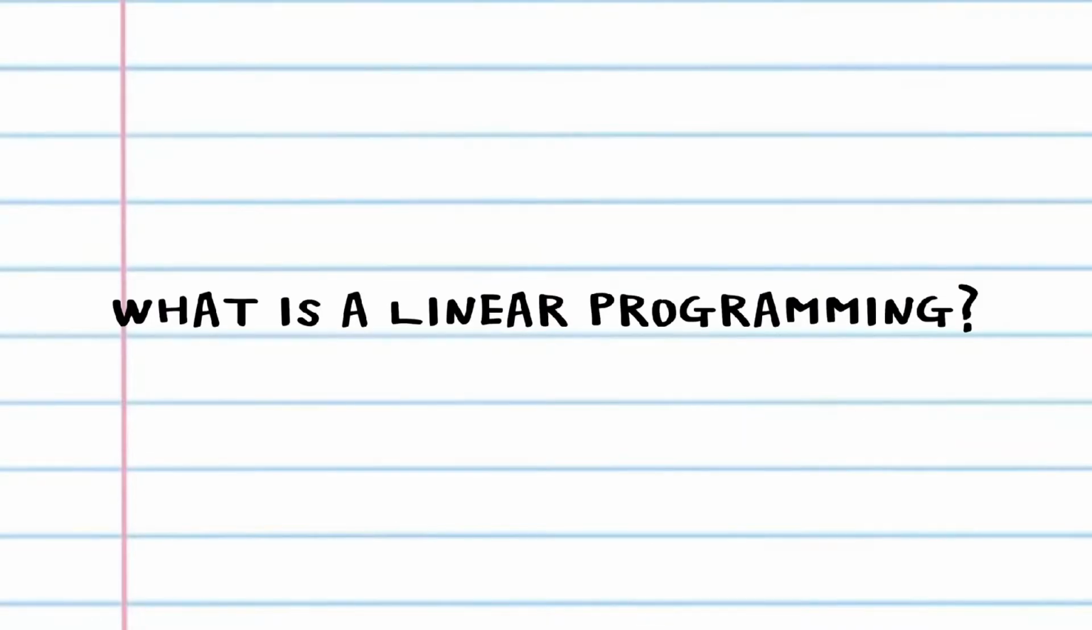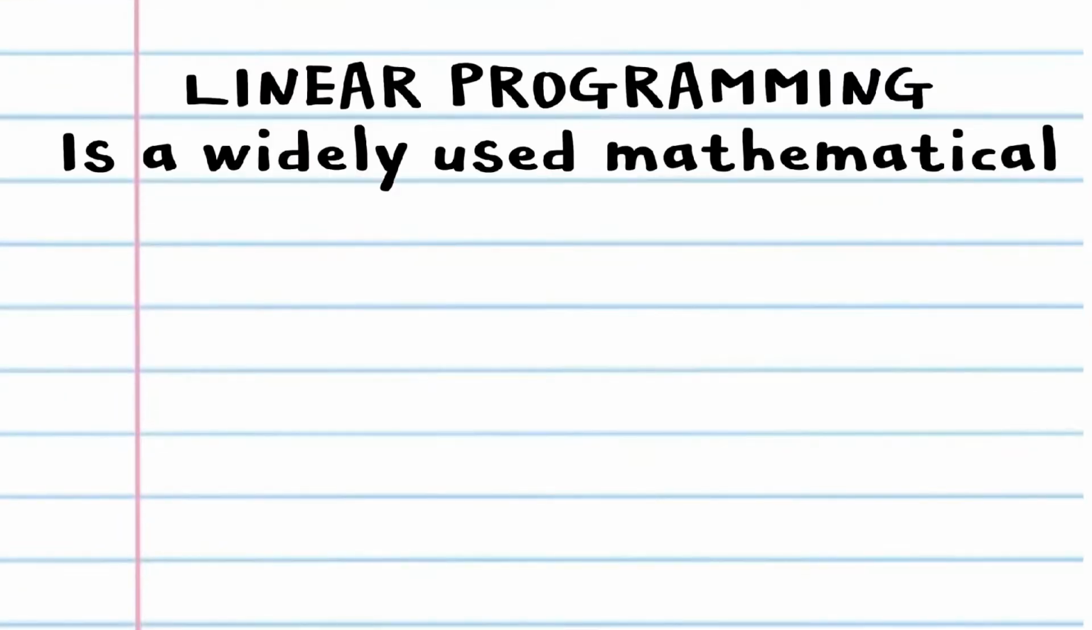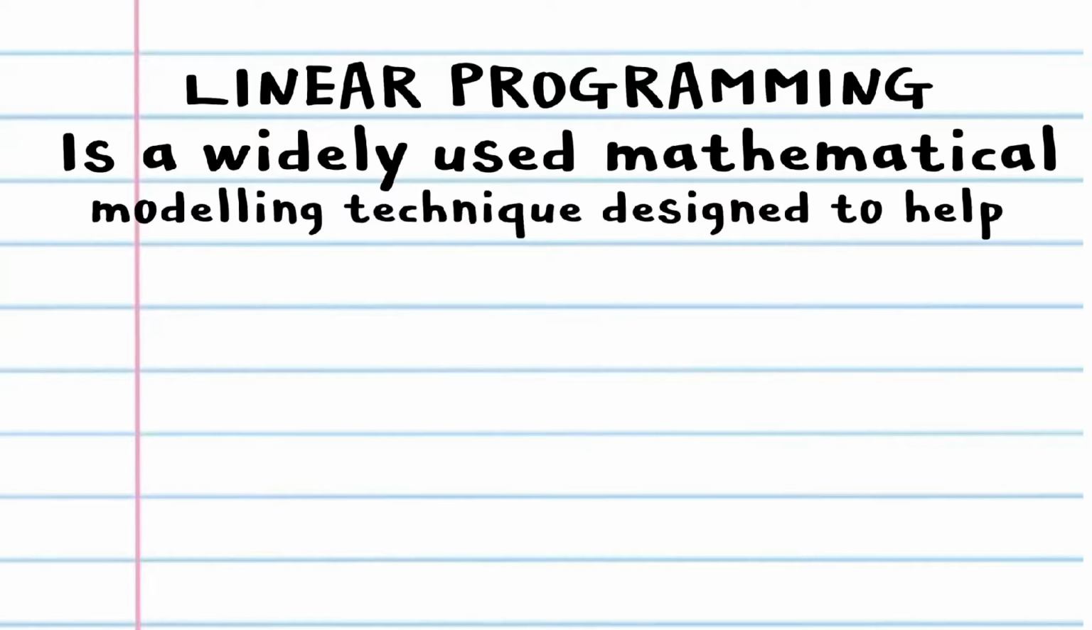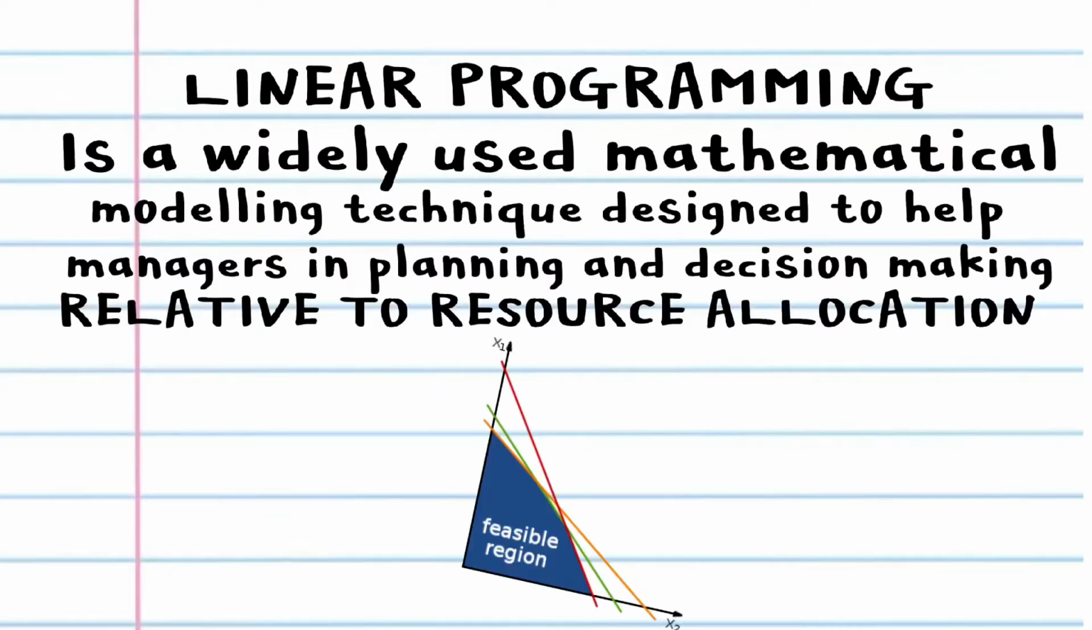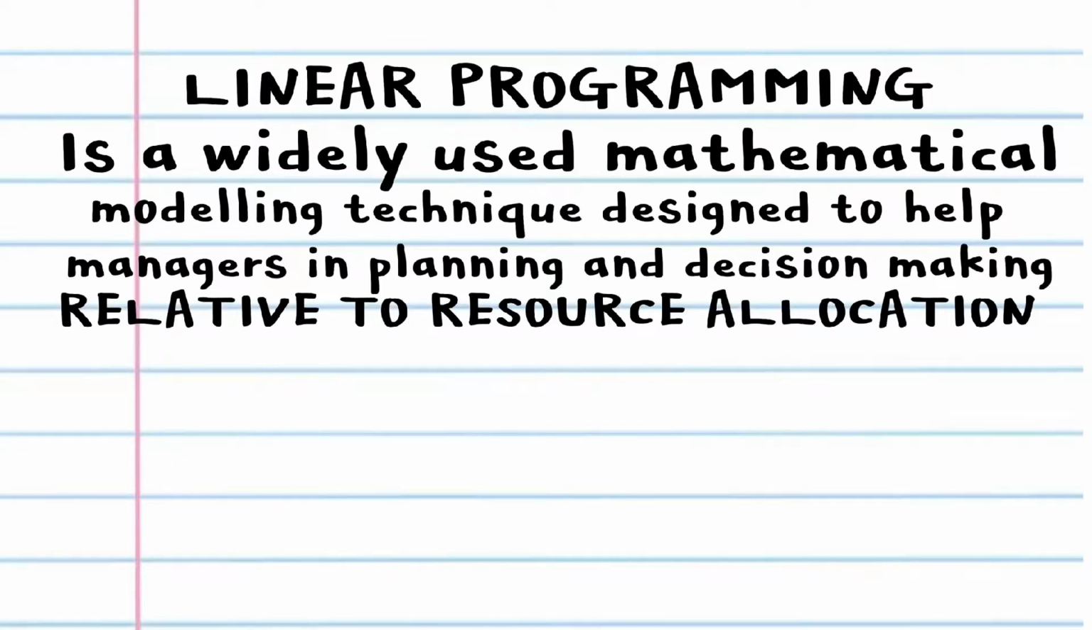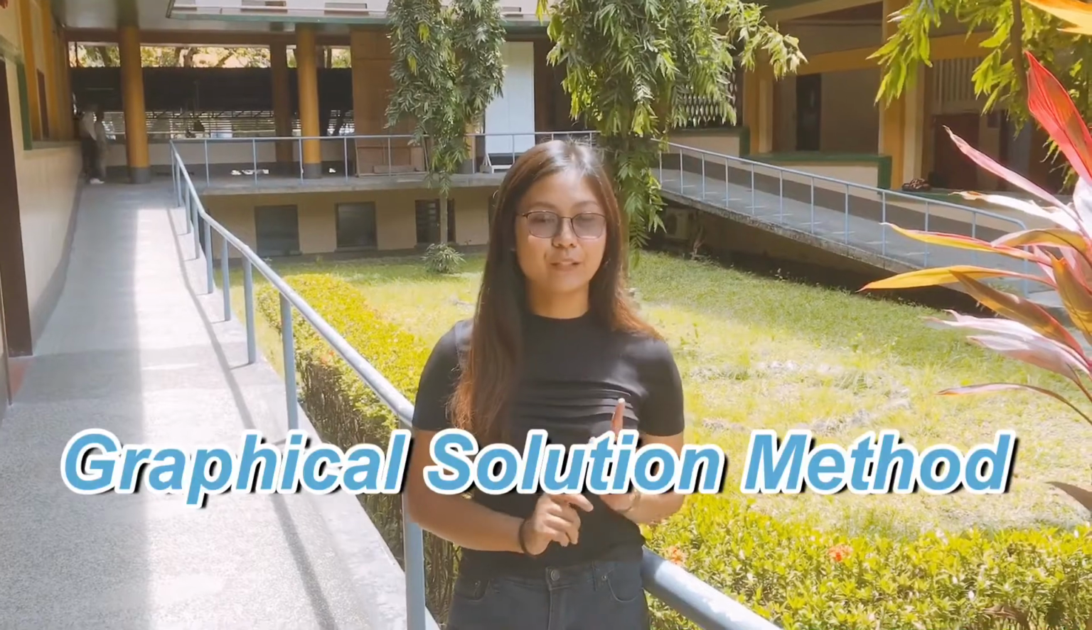What is linear programming? Linear programming is a widely used mathematical modeling technique designed to help managers in planning and decision-making relative to resource allocation. One of the ways of solving a linear programming problem is the graphical solution method. So to expound our knowledge of the graphical solution method, let us solve this problem.